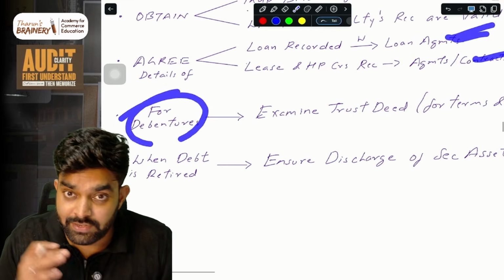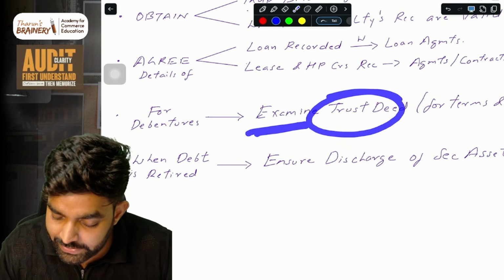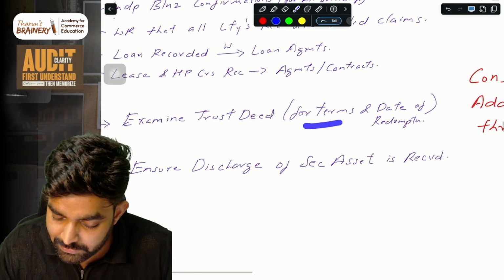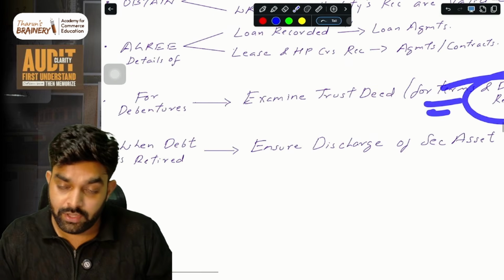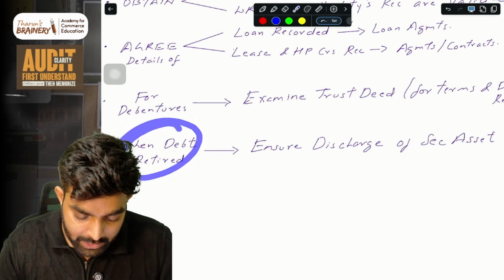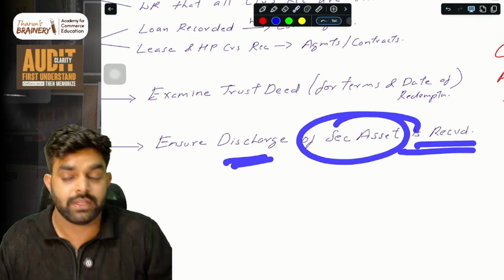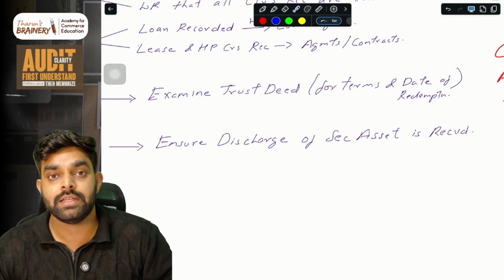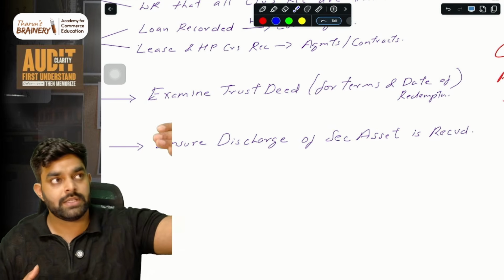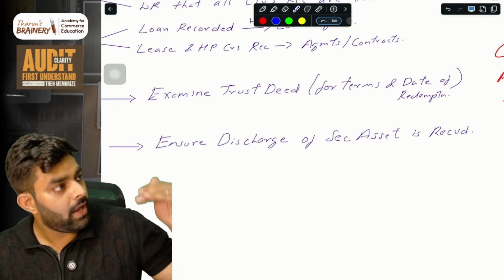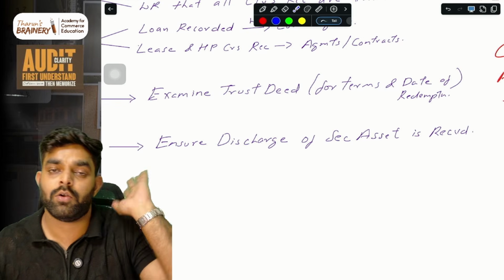Then for debentures, if the company has any debentures, examine the trust deed for terms and date of redemption. You have to check the trust deed if the company has debentures. When the debt is retired, ensure discharge of secured asset is received. The company took a loan by pledging its land and building. Land and building were pledged and a 50 lakh loan was taken. And now after 2 years, the company repaid that loan also.